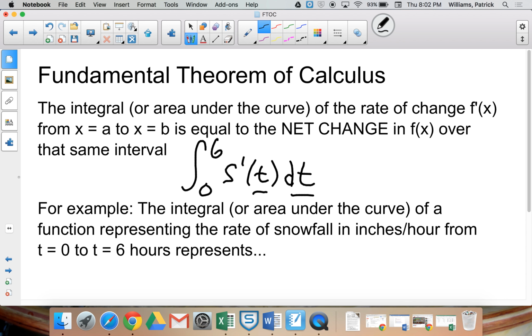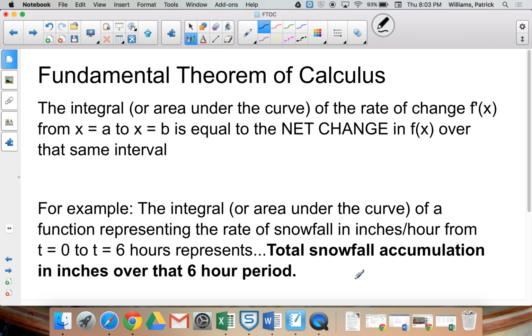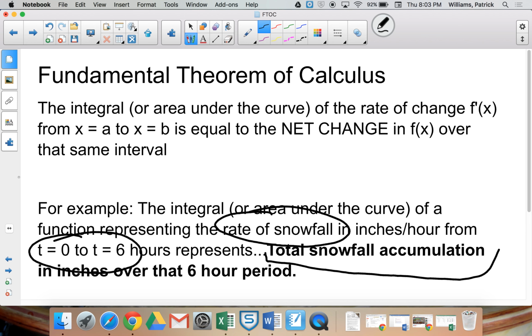So if we did this, this would give us the net change in snowfall between the hours of t equals 6 to t equals 0. So if we were going to write this all up, it would look something like this. What we're getting is total snowfall accumulation in inches over that 6-hour period. So notice again that rate of snowfall is our rate of change. T equals 0 to t equals 6 is the interval that we are looking at. And then total snowfall accumulation, that is what represents our net change. That is the net change portion in this description up here.